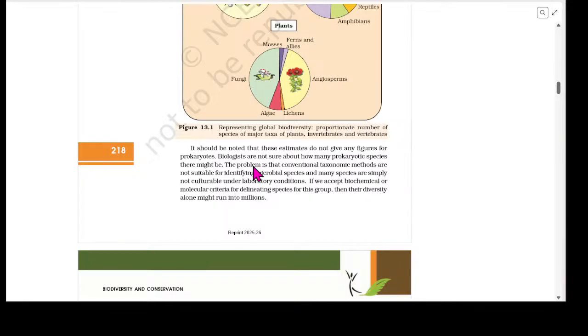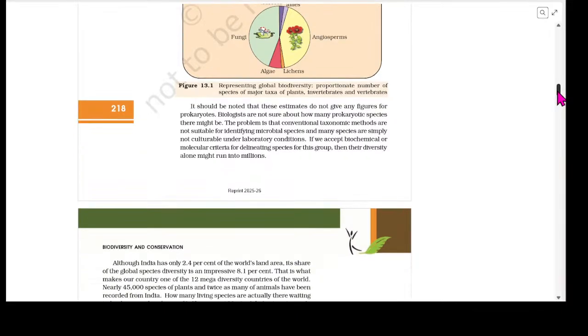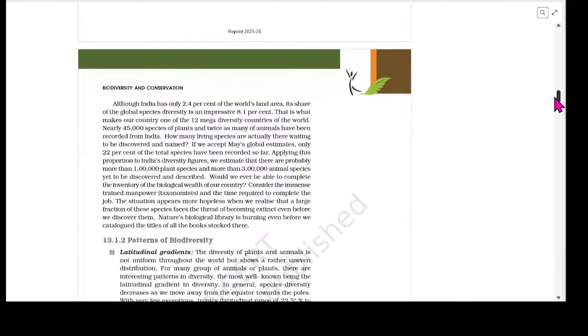The problem is that conventional taxonomic methods are not suitable for identifying microbial species, and many species are simply not culturable under laboratory conditions. If we accept biochemical or molecular criteria for delineating the species for this group, then their diversity alone might run into millions.